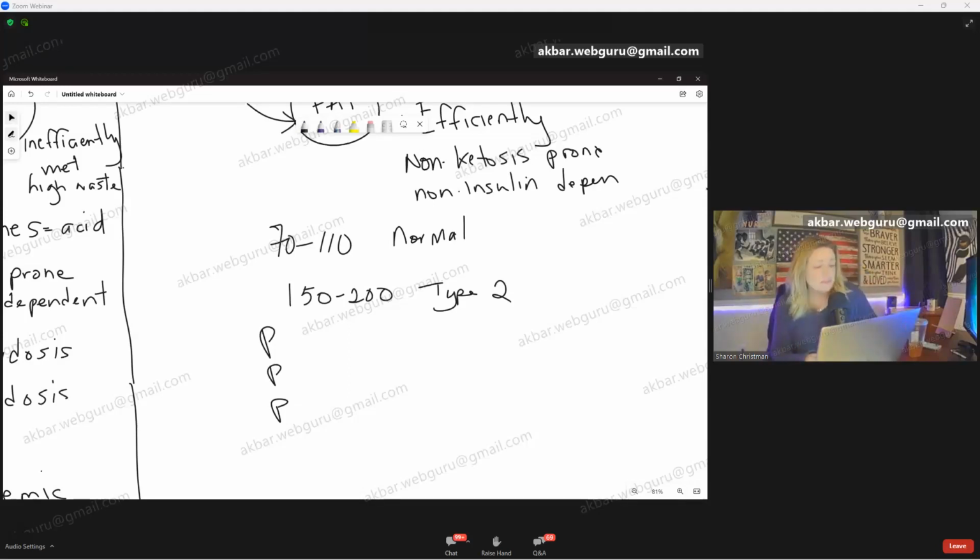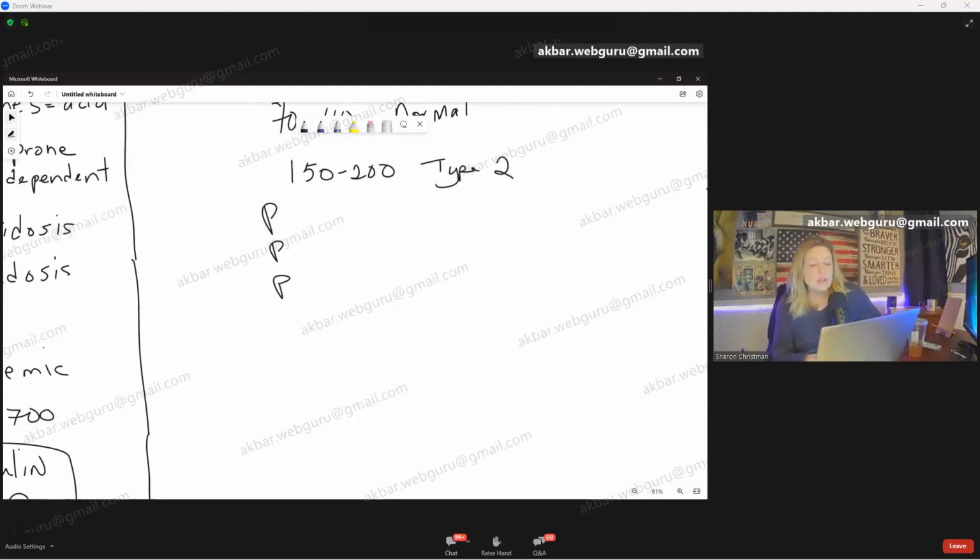Okay. So those are the kind of blood sugars you're looking at when a patient is healthy and not acutely ill. They have diabetes, but they're not acutely ill. That's probably where they're running, even without treatment.